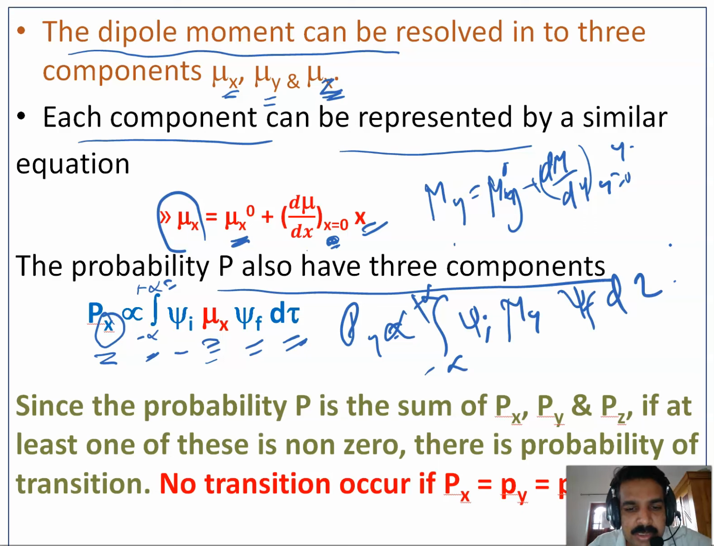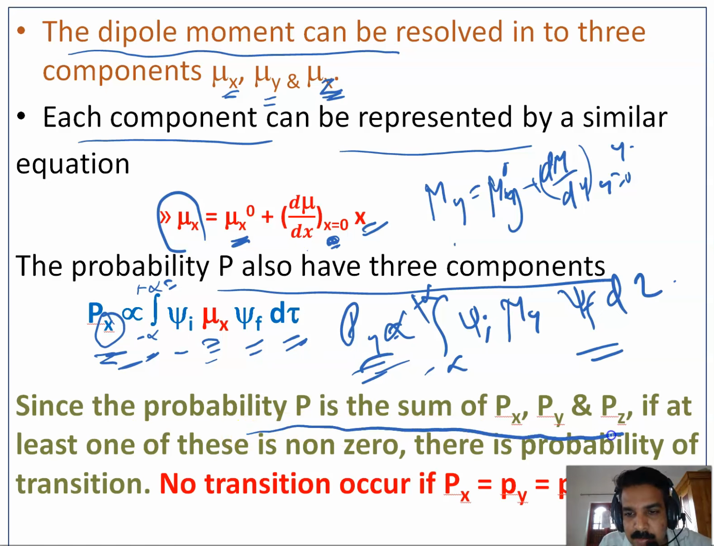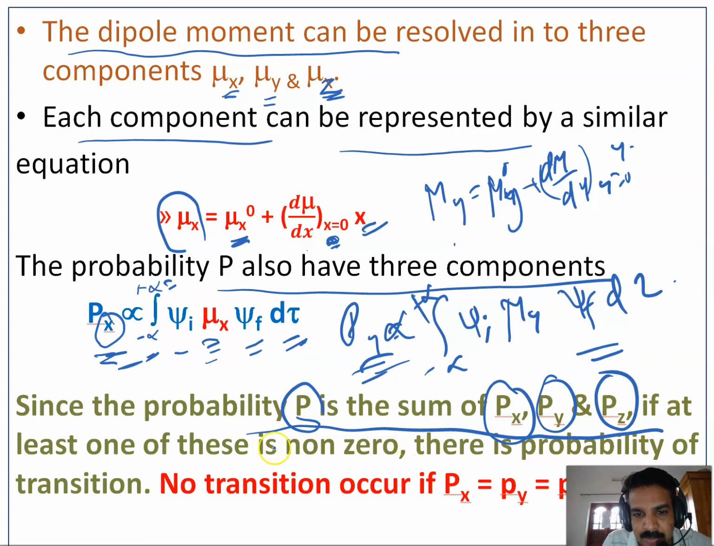Okay, so for a transition to be IR active, any of these should be non-zero. That is, Px, Py, or Pz. If any one of these is non-zero, then there is a probability of transition and that mode will be IR active. The total probability P is the sum of Px plus Py plus Pz. If at least one of these is non-zero, the total probability becomes non-zero, and the transition occurs. That means that mode will be IR active.